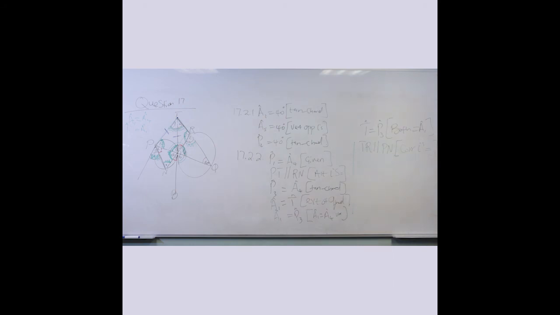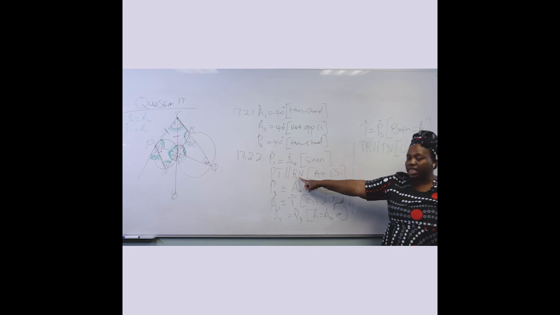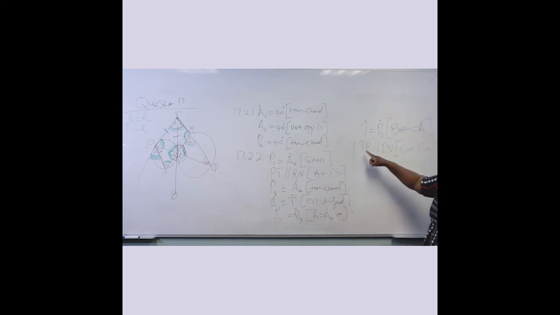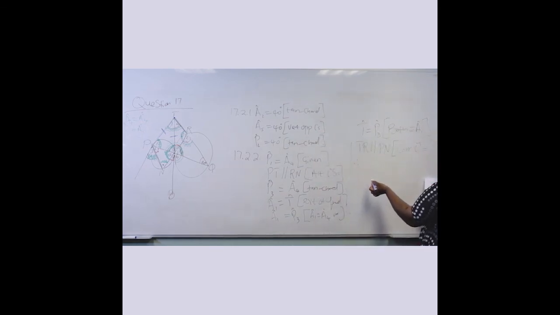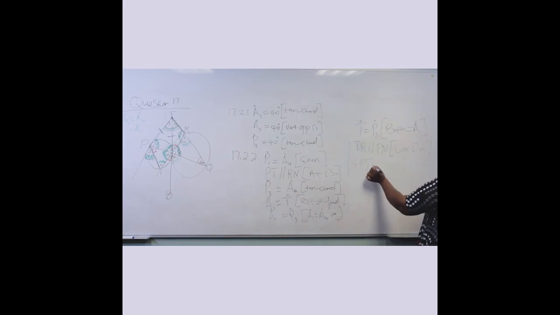It means now we have two pairs that are parallel. Remember, the one was PT parallel to RN. Now we have TR parallel to PN. If we have two pairs that are parallel, it means that we have a parallelogram. So we are going to conclude by saying, therefore, PTRN is a parallelogram. Reason being, we have both pairs are parallel. So then you have answered that question.